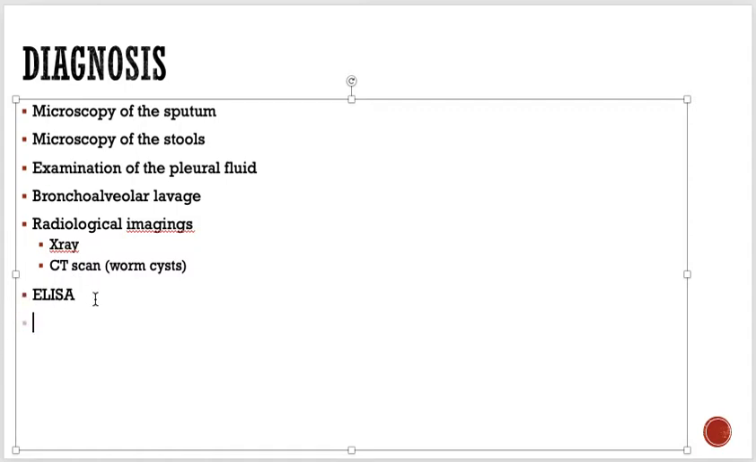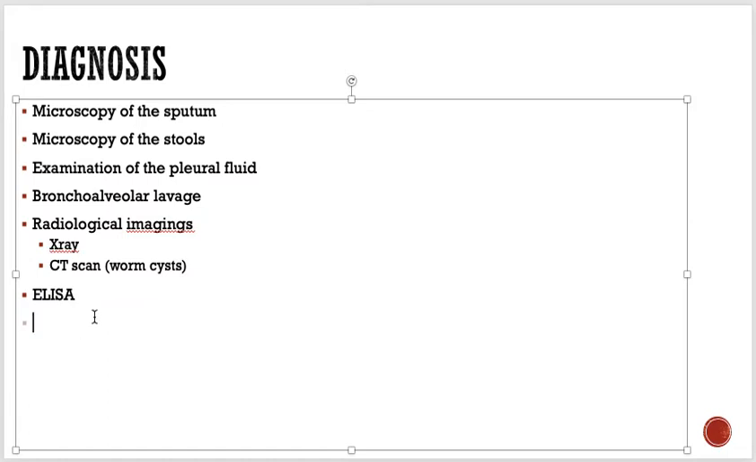Okay, and simply what we can do is, by ELISA, we can detect the antigens. Okay, there is an intradermal test for this organism also, but we don't depend much on that one. So simply we go for ELISA, which can detect the antigens. And it has good specificity and sensitivity, especially.